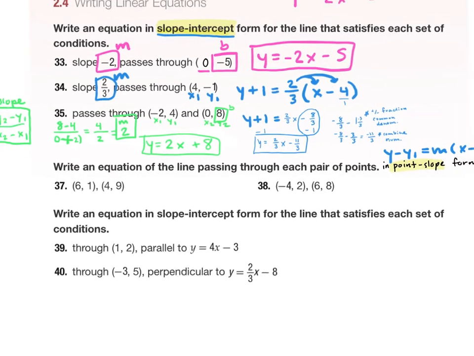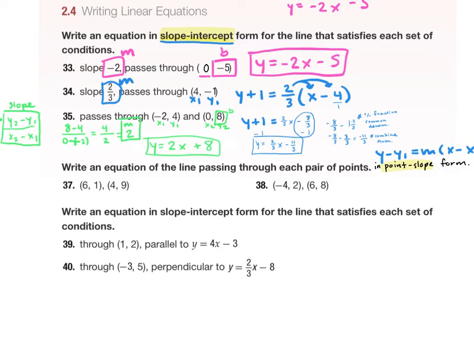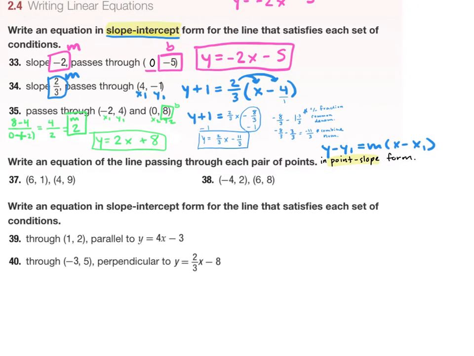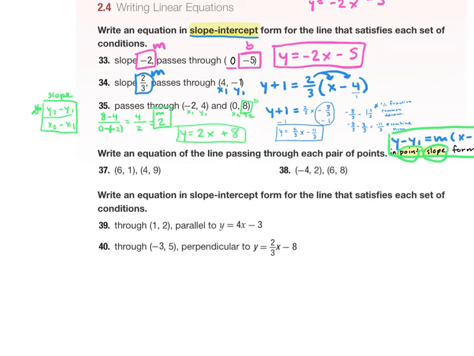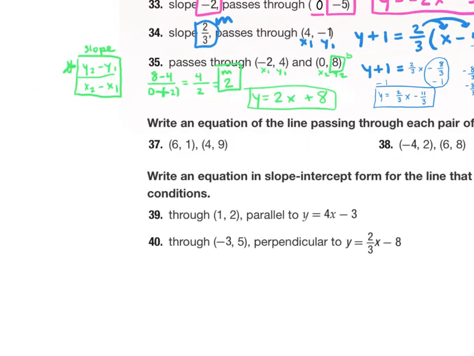All right, 37. We need to write an equation of the line passing through each pair of points in point-slope form. So again, this is our point-slope form. So what are the 2 things we need for point-slope form? Right, x1 and y1, so we need a point and slope. 2 things. So awesome, we need to find the slope first. It gives us 2 points here. So we have a point, we need to find the slope.